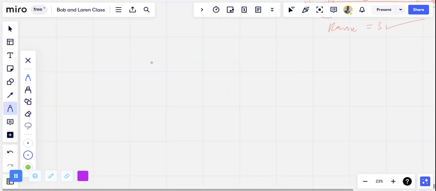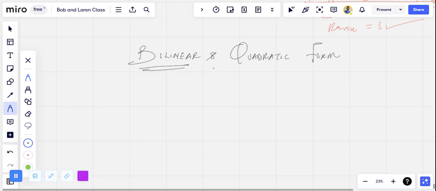So let me just quickly bring that in here. So I have bilinear form. This is the next topic. I don't want to use this pen. So the next thing for us to consider is bilinear and quadratic form. That's the next thing we need to consider here, right?